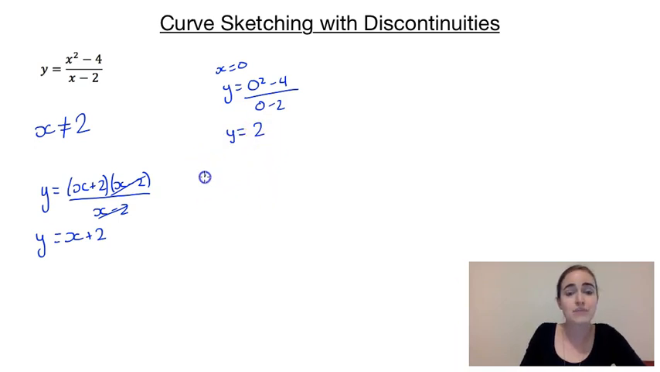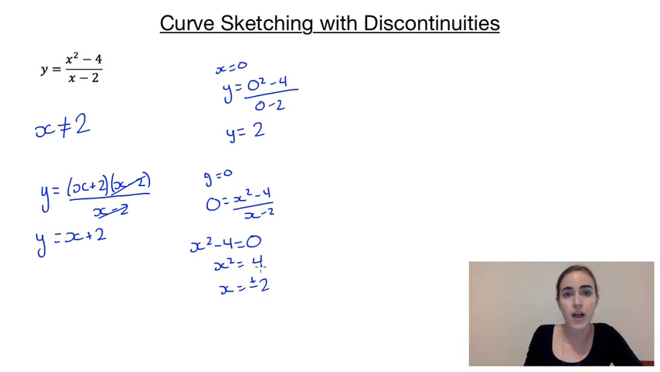To find my x-intercept, I'm going to set y equal to 0. So that will give me 0 equals (x squared minus 4) over (x minus 2). That means that the numerator has to be equal to 0, or you can think of it as multiplying both sides by x minus 2. So x squared minus 4 has to equal 0, which means that x squared is equal to 4, so x should be equal to plus or minus 2. But we already know that x cannot be equal to 2, so it's just x equal to negative 2, not plus or minus in this case.